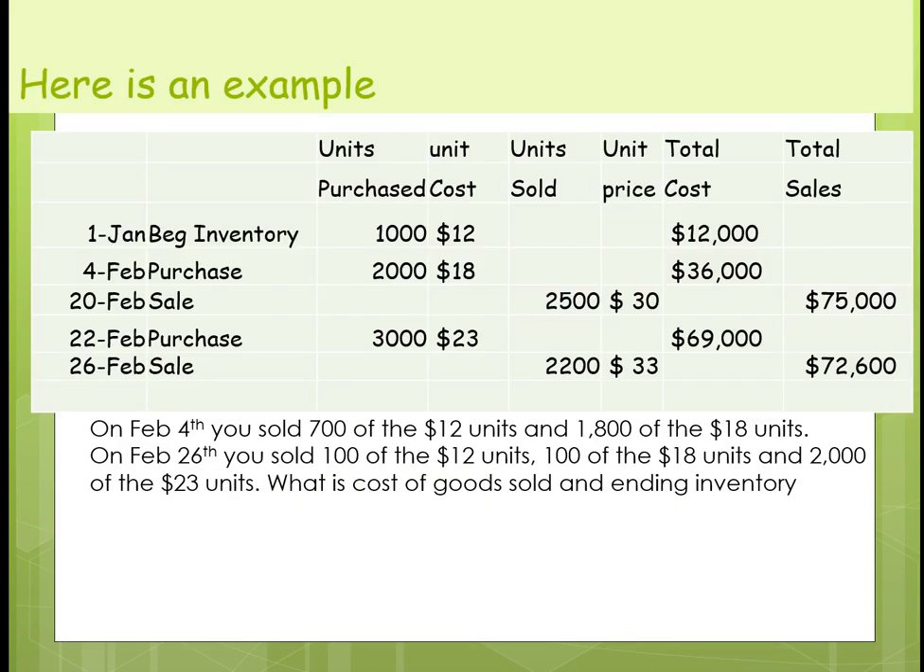All right, here's an example. We have beginning inventory of 1,000 units at 12. We bought 2,000 at 18, and then we sold 2,500 at 30. We bought another 3,000 at 23, and we sold another 2,200 at 33. Now, the way these sales went, and this is specific identification, on February 4th, you sold 700 of the $12 units and 1,800 of the $18 units. On February 26th, you sold 100 of the $12 units and 100 of the $18 units and 2,000 of the $23 units. What's the cost of goods sold?